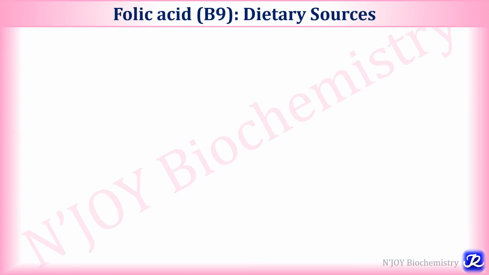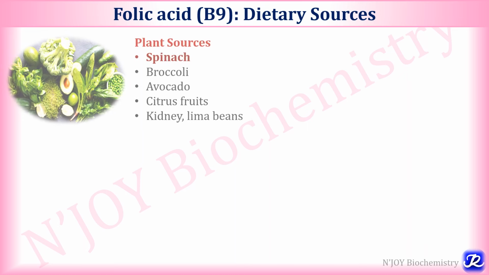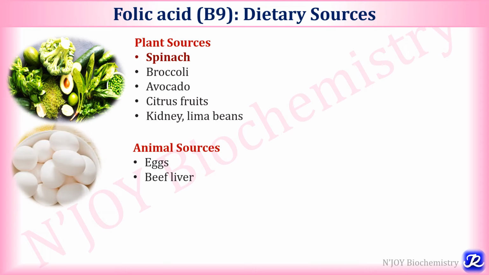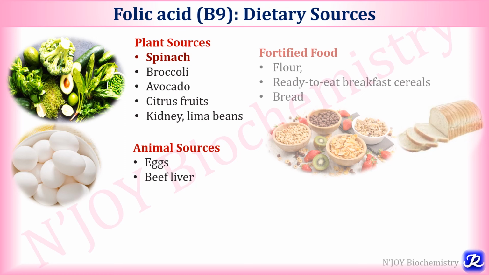What are the dietary sources of folic acid? Yeast, green leafy vegetables and animal liver are the rich sources of folic acid. So it is derived from both plant sources as well as animal sources. The important plant sources are green leafy vegetables like spinach, broccoli, avocado, and various citrus fruits. The animal sources are eggs, animal liver, and beef liver. And in these dietary sources, the folic acid is present in the polyglutamate form.